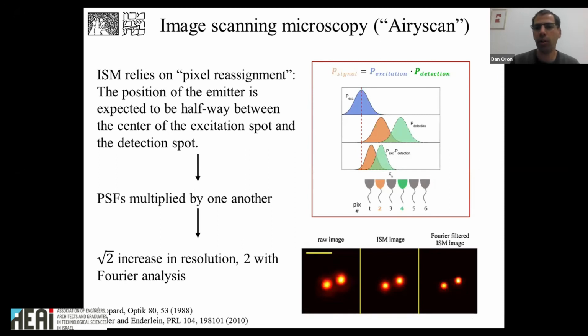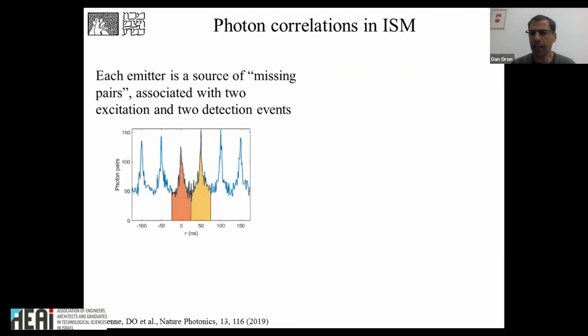But now, what can we do with quantum correlations? We can look at the same thing, but now consider each emitter as a source of emitted photon pairs, just like I showed you before. So now we're going to look at this anti-bunching signal in addition to the intensity signal. And this is really the difference in the area of this zero delay orange peak with a one pulse or two pulse delay yellowish peak here.